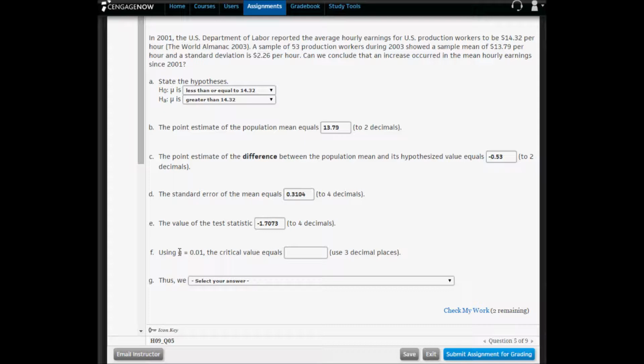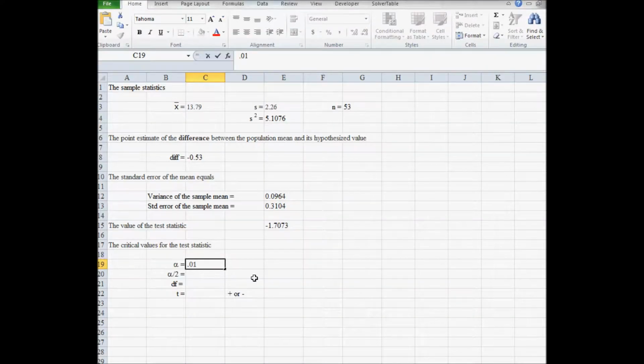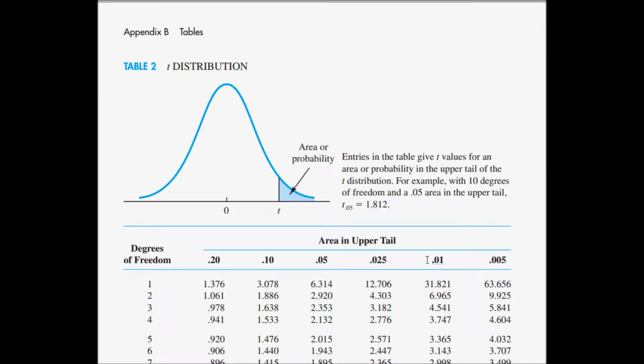Since it's a sigma unknown problem and the sample size is 53, the degrees of freedom are 52. The significance level is 1%. It's a one-tailed test, so we divide the significance level by 1. The degrees of freedom are equal to the sample size minus 1. So the t critical value is found in column 0.01 and row 52 of the t table.